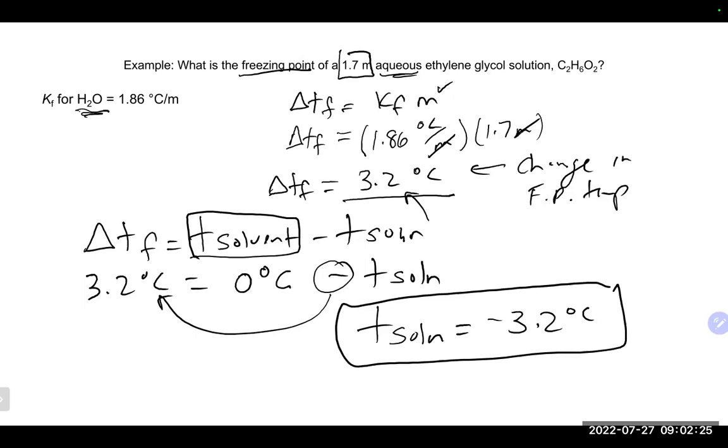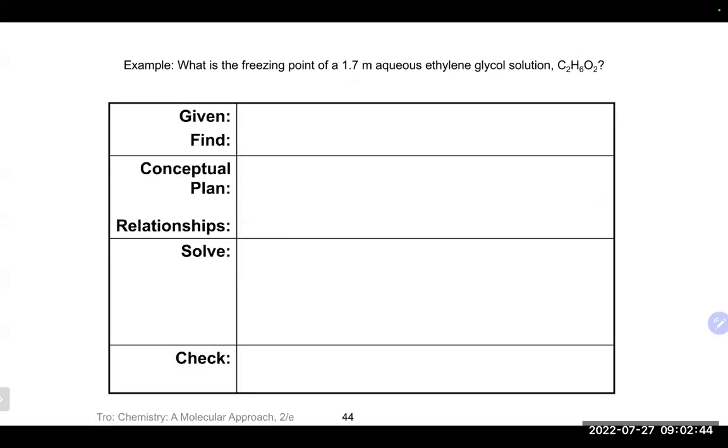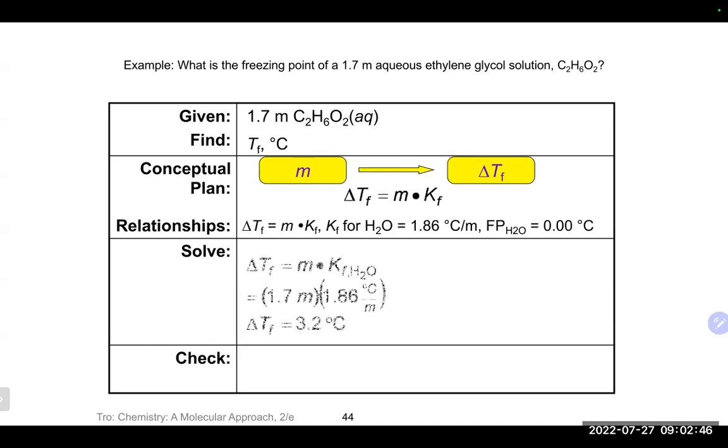So ethylene glycol by itself, I'm sorry, water by itself would obviously freeze at 0 degrees. Adding some of the antifreeze in there basically will lower that temperature down to minus 3.2 degrees, to where it will actually start to freeze. Any questions on that there? Yeah. Okay, that's what I just did.